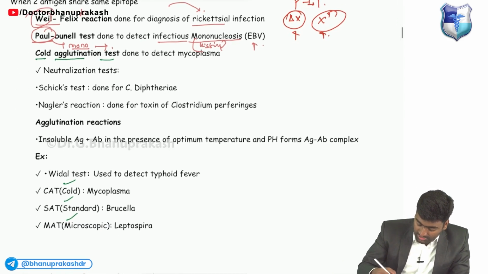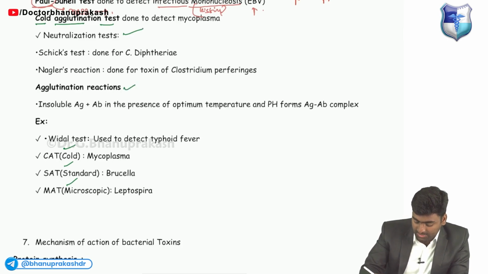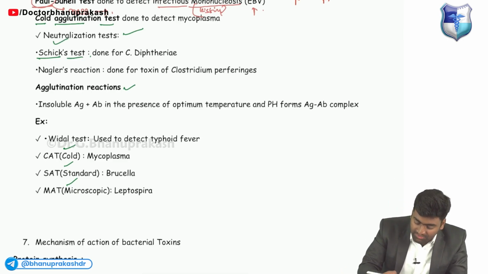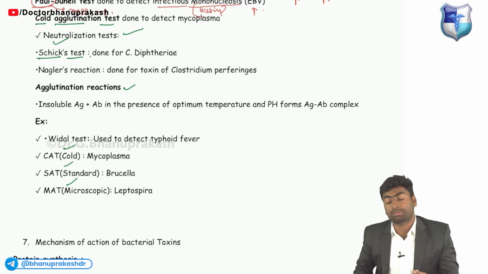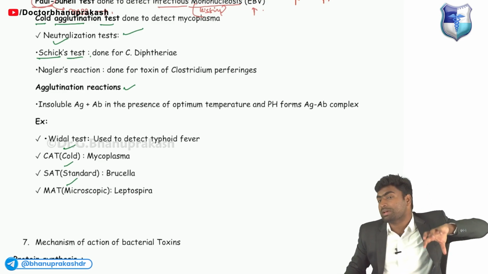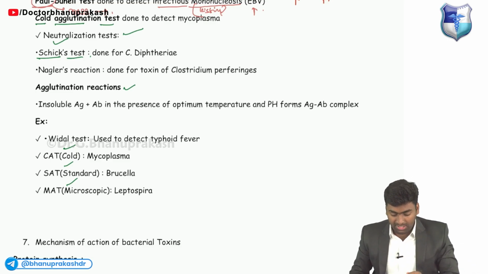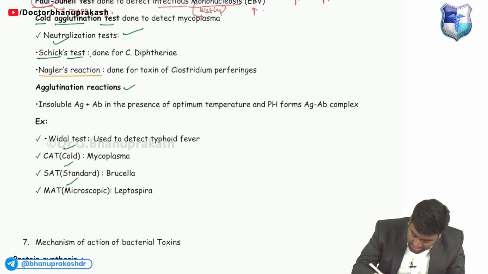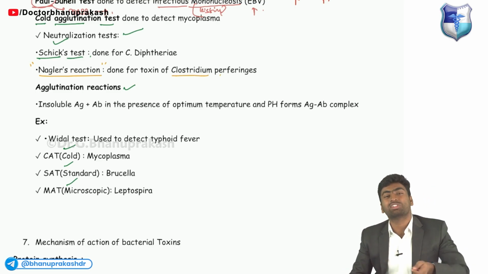Then there are a few tests like the neutralization test and the agglutination reaction. The neutralization test means to neutralize antigens. We use the Schick test, for example, to see whether a child is susceptible to diphtheria or not. If the Schick test is positive, then the child is susceptible to diphtheria, and we should vaccinate them. Then Nagler's reaction is seen in Clostridium perfringens. I will show Nagler's reaction soon.